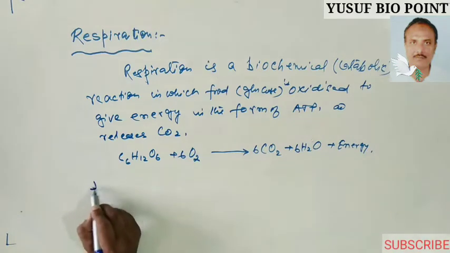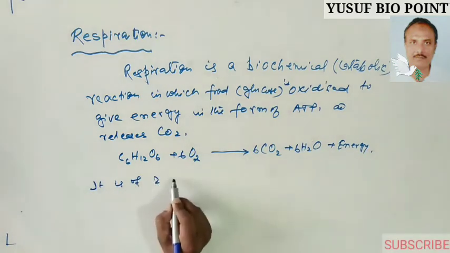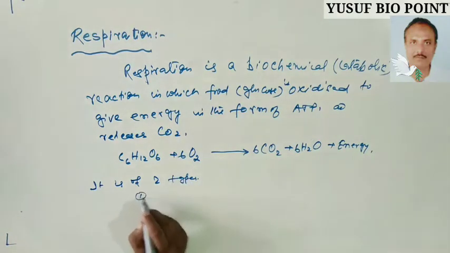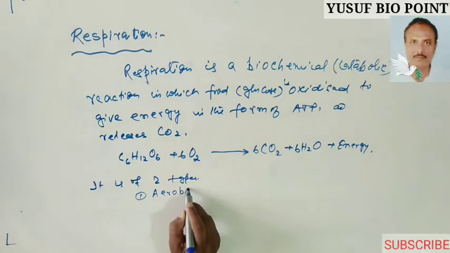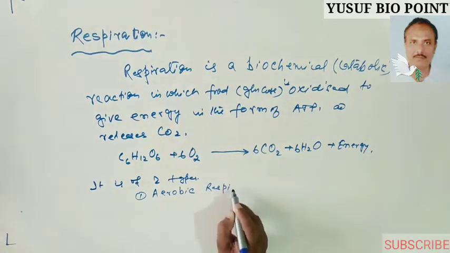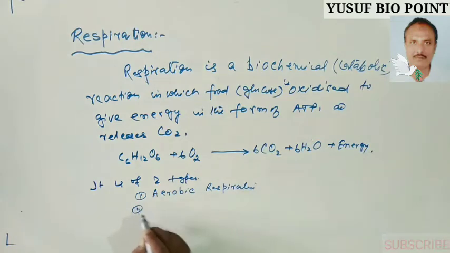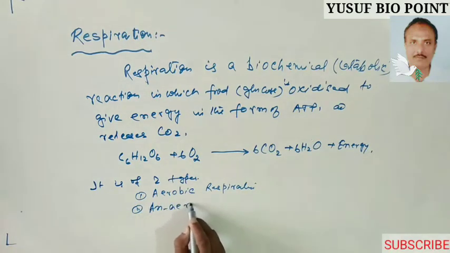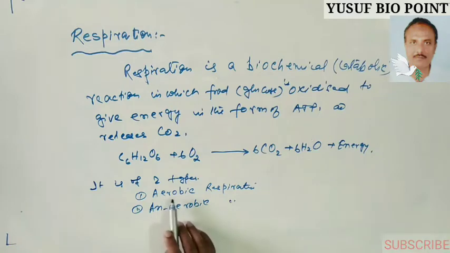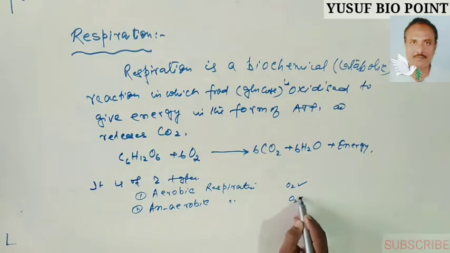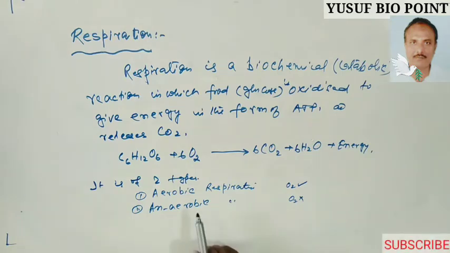And it is of two types. One is aerobic respiration, and the second one is anaerobic respiration. As you know, aerobic means it needs oxygen, and anaerobic means it takes place in absence of oxygen. Due to the presence and absence of oxygen, these names are given. Now we shall see how each type of respiration takes place.